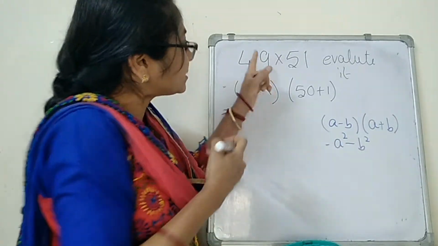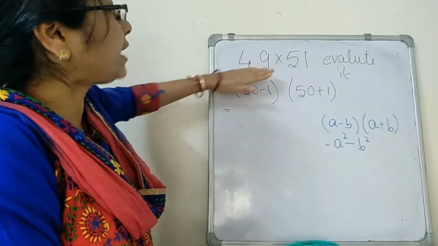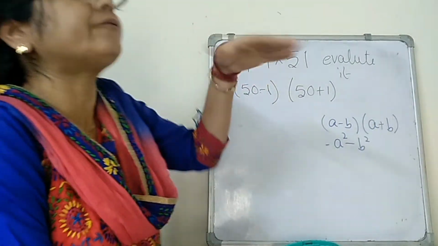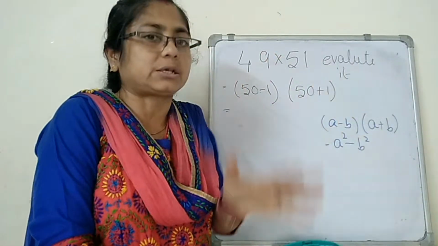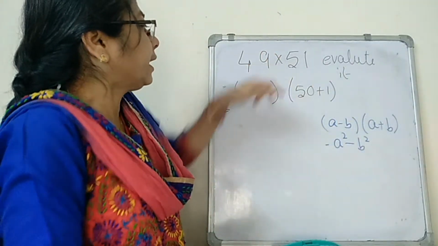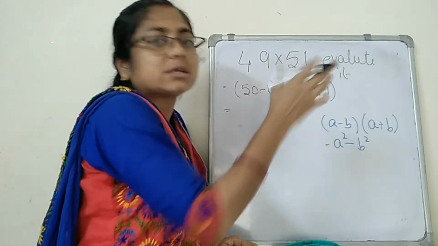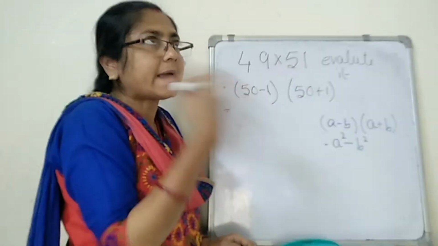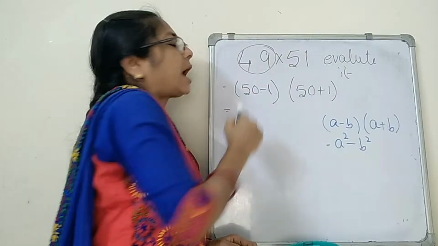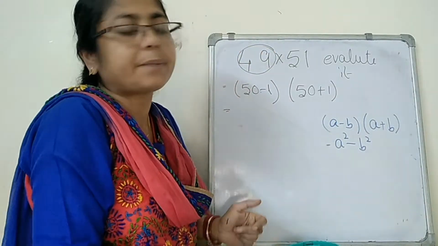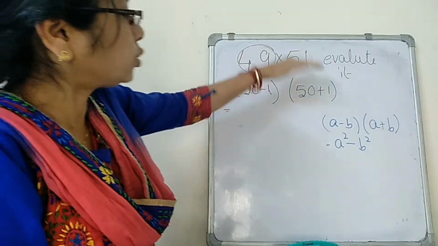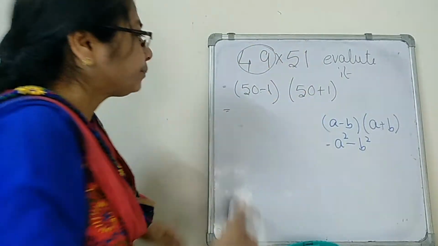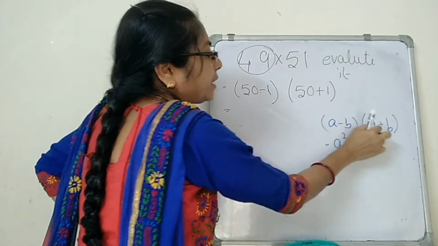But in this math, look, 49 comes first. If 51 comes first, you can write 50 plus 1 and 50 minus 1. Well, look, it is 49. If you write 50 plus 1, then it is wrong. Because if here it is 49, how can I write 50 plus 1? So, for that reason, I write 50 minus 1 into 50 plus 1. Clear? A minus B into A plus B.